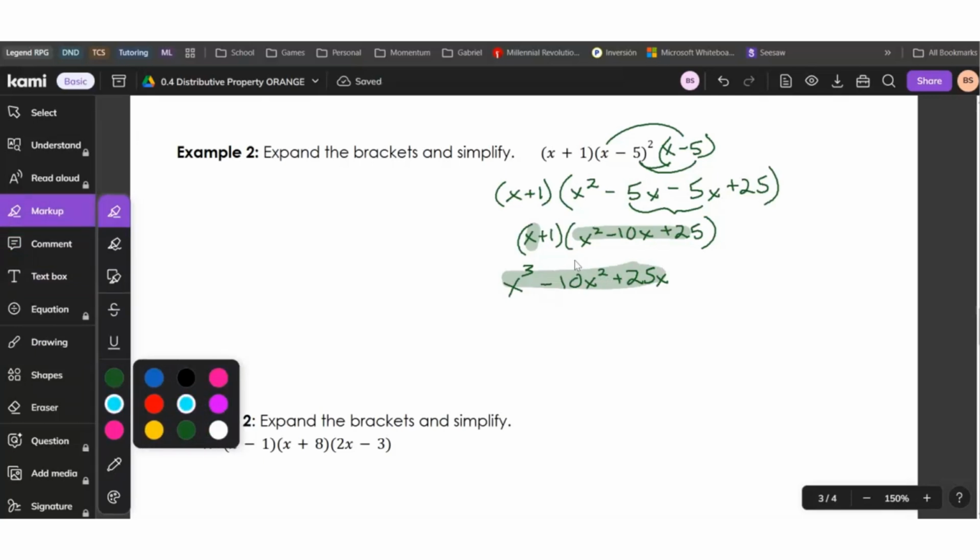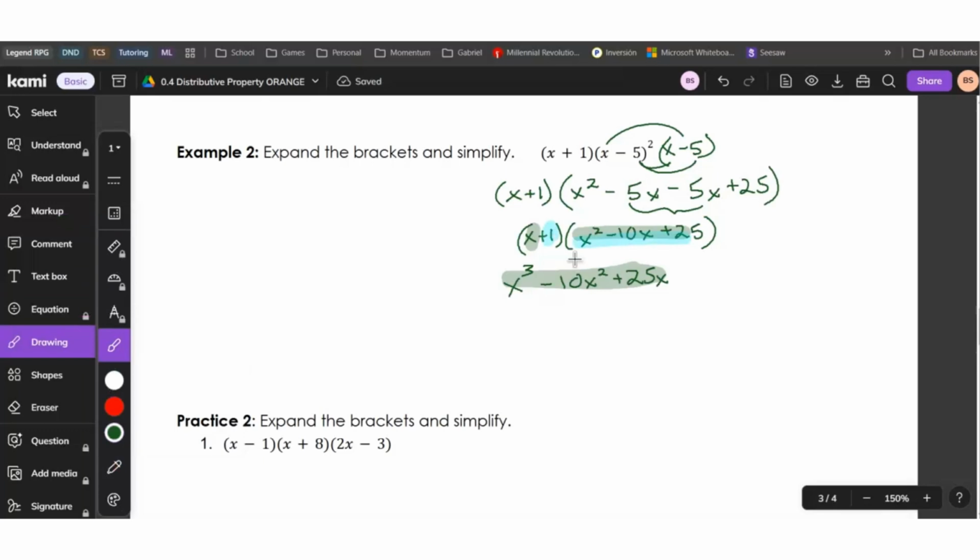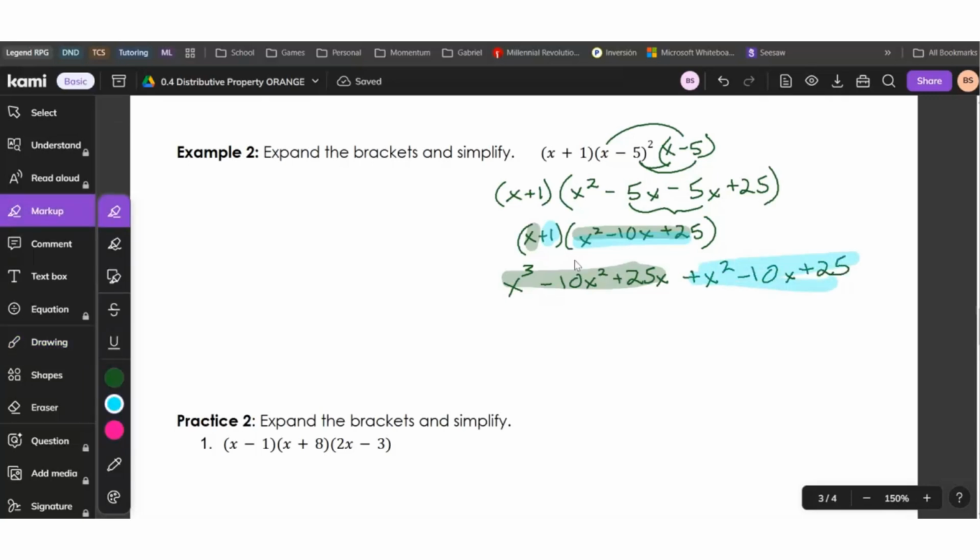Good. Next, I'm going to multiply the 1 through everything, which is nice and easy, because when I multiply everything by 1, we're literally changing nothing. So it's just going to be plus x squared minus 10x plus 25. Okay?